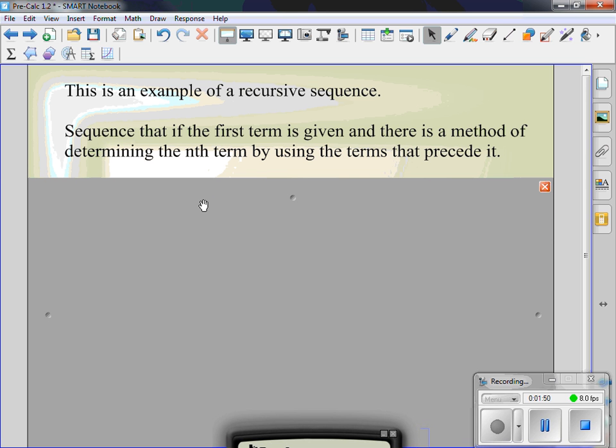What a recursive sequence is, it's a sequence where the first term is given and there is a method of determining the nth term by the terms preceding it.